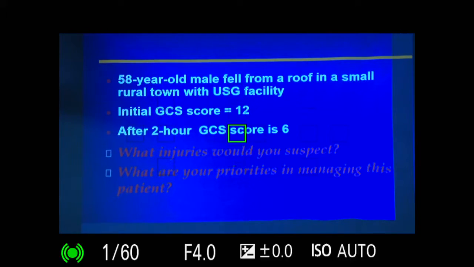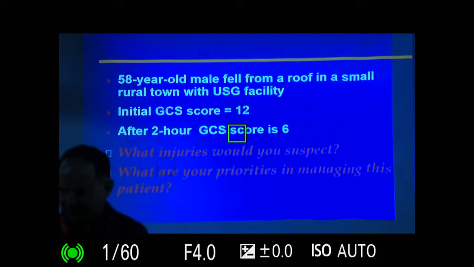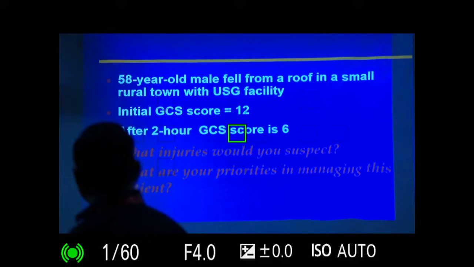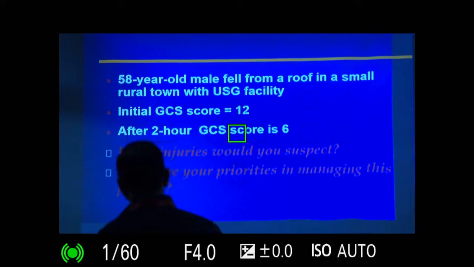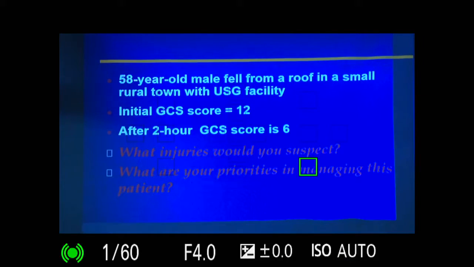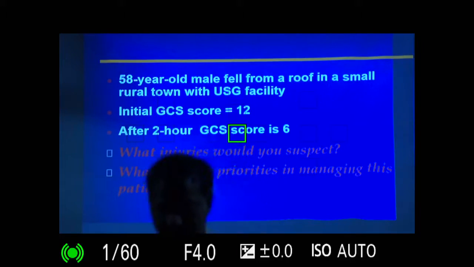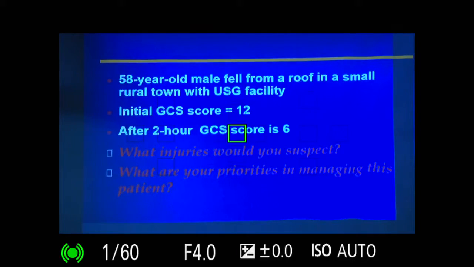Very good, could be head injury. Anything else? C spine, very good. Blunt thoracic, so could be anything. So there could be multiple injuries in this patient, but in any head injury you should always suspect a concomitant cervical spine injury. That's number one. Number two, from this scenario we are showing that initially 12 means he had moderate head injury, right? GCS between 9 and 13 is moderate.